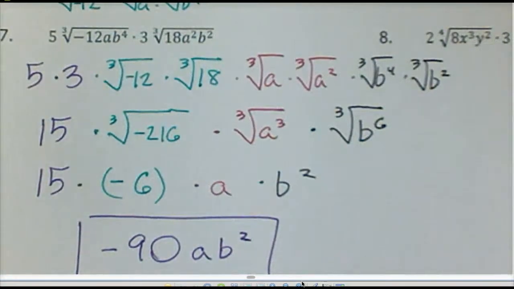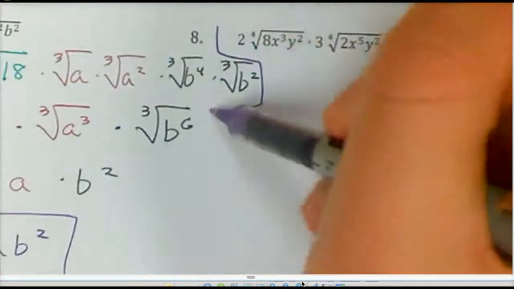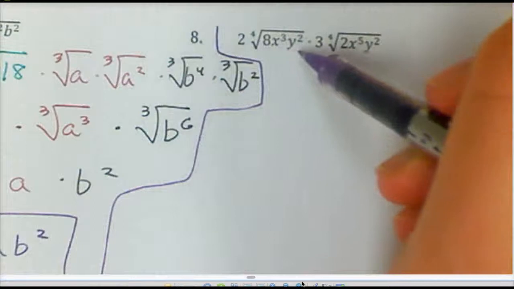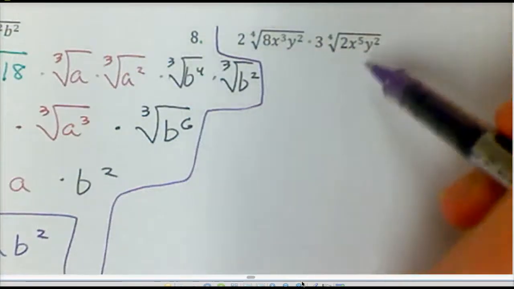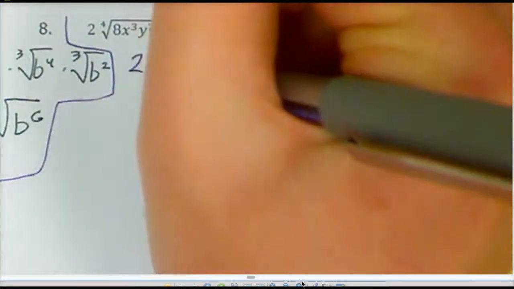Okay, let's look at number 8 here. For number 8, I have 2 times the 4th root of 8x cubed y squared times 3 times the 4th root of 2x to the 5th y squared. So I'm going to do the same thing for this one that I did for number 7. I'm going to split up and group as needed.